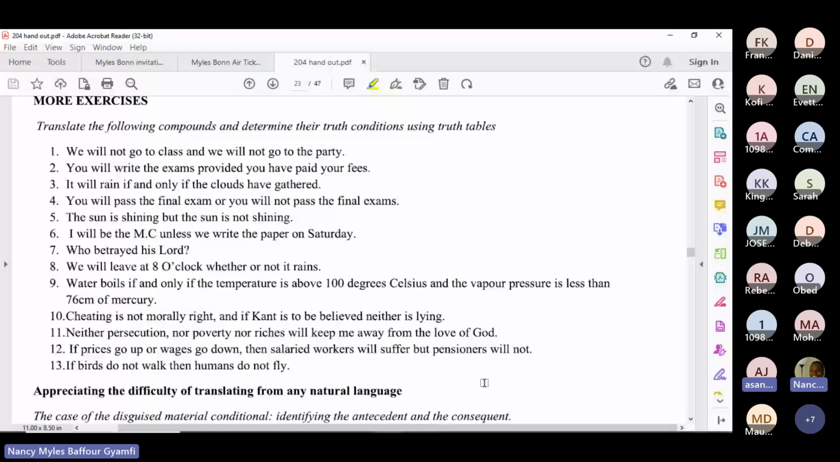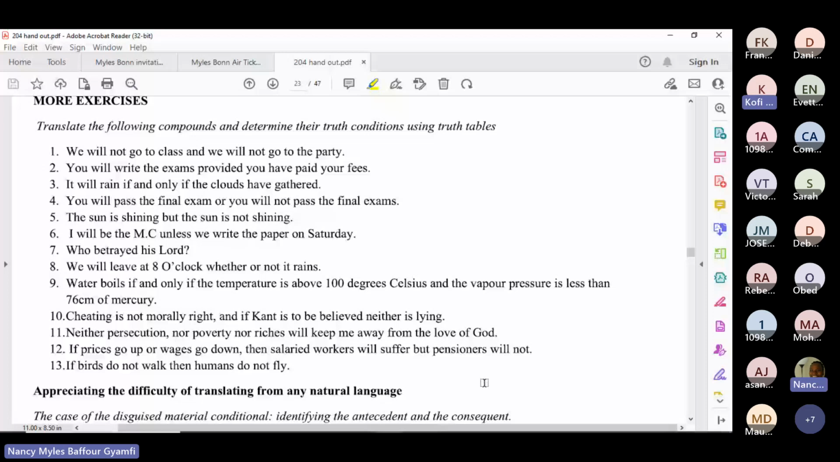So we can go to example 2. You will write the exams provided you have paid your fees. Which compound is it, and what are the atomic formulas in it? Let's go step by step. Example 2 is a statement, so it's a proposition. It has a truth value. It's not like example 6, which said, who betrayed his love? That was a question. Example 2 is a statement; it can be true or false.